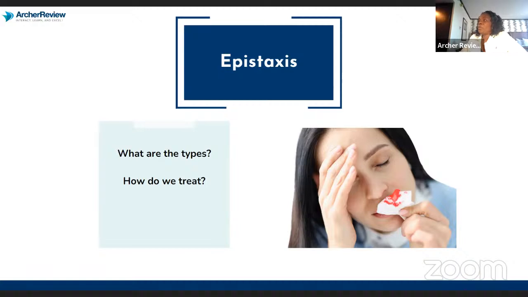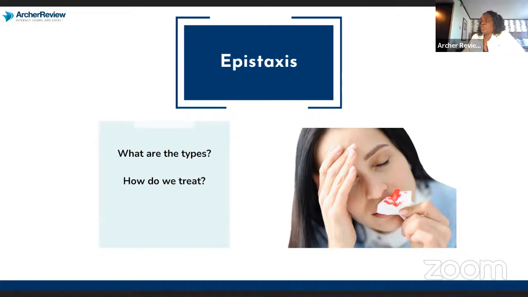What would we advise these patients to do? Well, of course, we apply pressure, some ice, and lean forward. Leaning backwards can lead to swallowing blood, which causes a host of other issues. Some people get nauseated, they want to vomit, they can't stand the taste of it. So we just tell them to lean forward and pinch their nose.